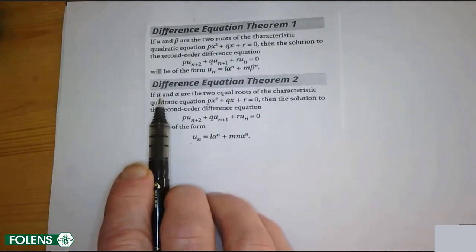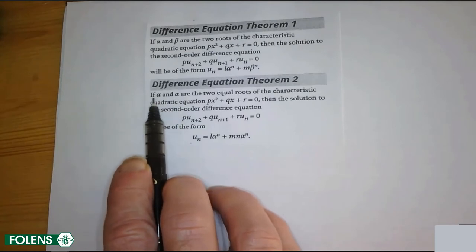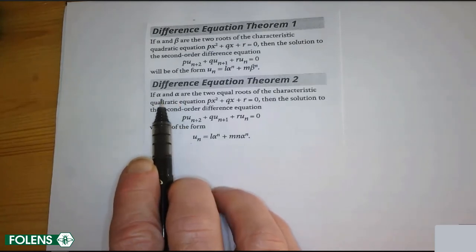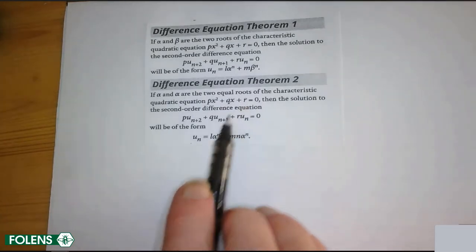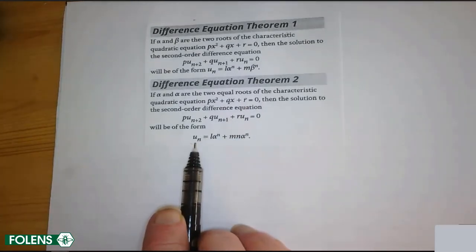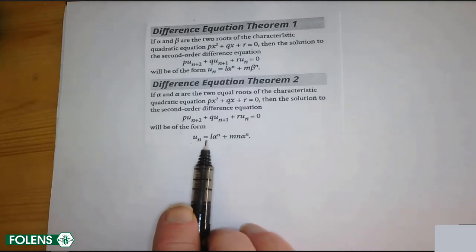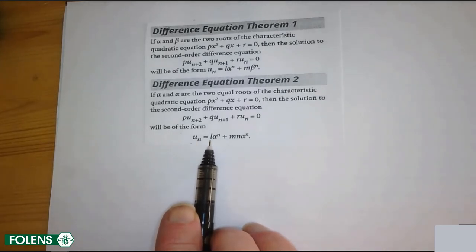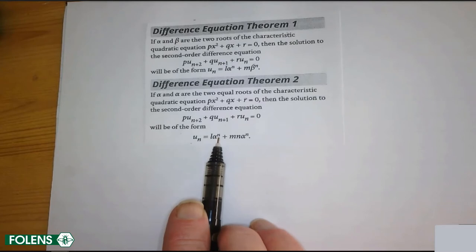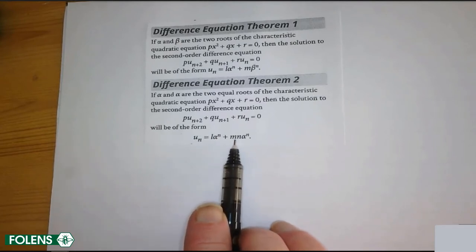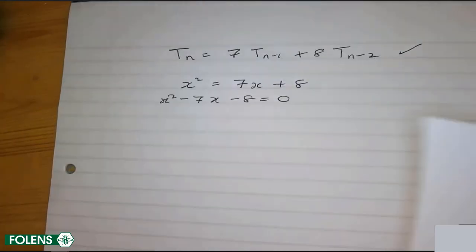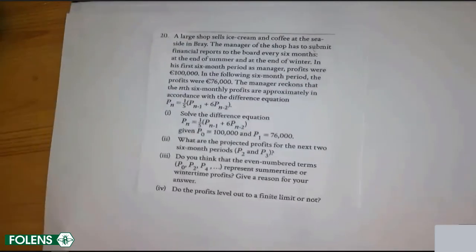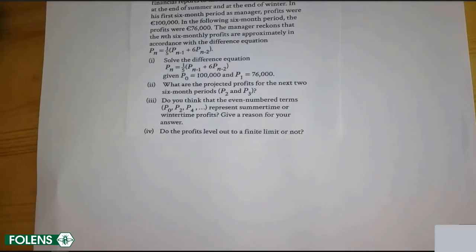There is just one variation. If the two roots of the characteristic quadratic equation are equal, alpha and alpha, two equal roots, then the nth term of your difference equation will be a constant L times the root to the power of n, and another constant m times n times alpha to the power of n.